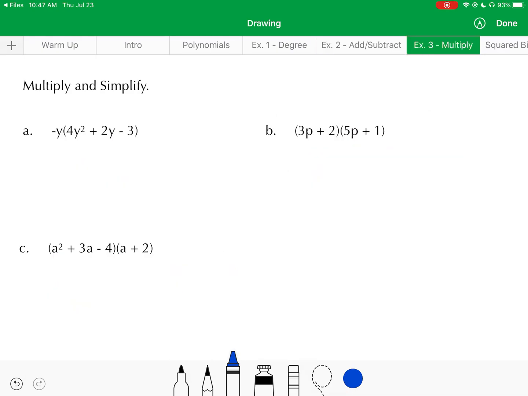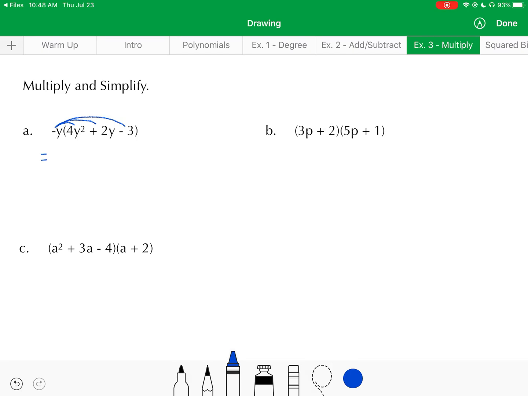All right, to multiply polynomials together, you're simply going to use the distributive property. All right, so in A here, I have a monomial of negative y that's multiplying a trinomial. You simply need to distribute negative y to all 3 terms of the trinomial, and here's where you would use your product property of exponents.